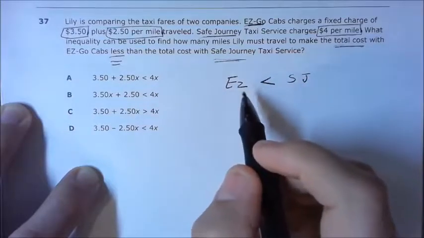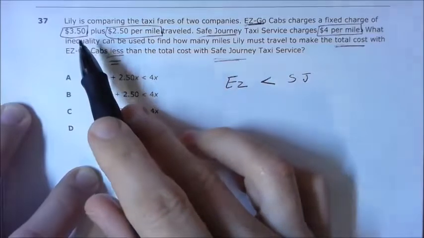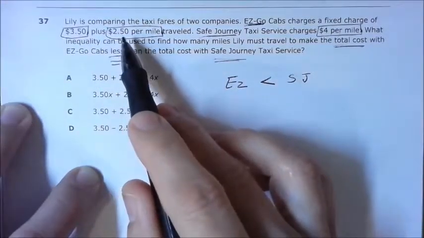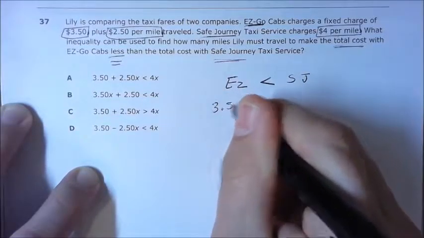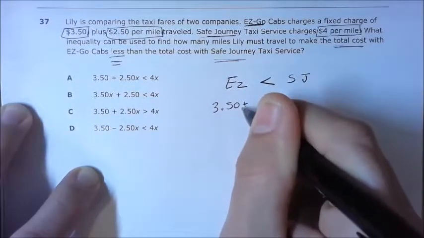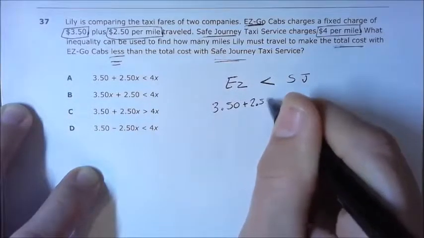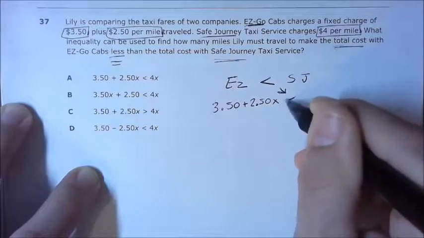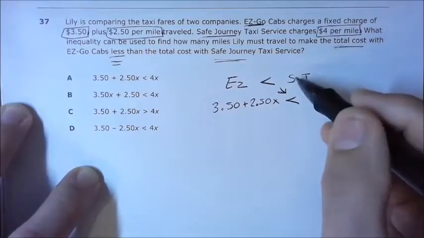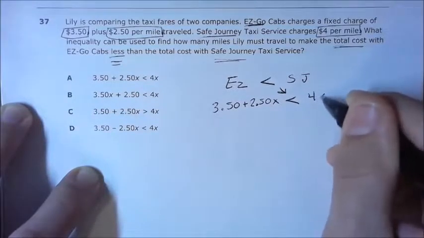So let's go and write our equations. In the beginning it says EasyGo charges $3.50 plus $2.50 per mile. So let's write that. We have $3.50 plus $2.50, so I'll put 2.50x. Notice I'm going to bring down this less than sign. That must be less than what we pay with Safe Journey, who charges just $4 per mile, which is 4x.